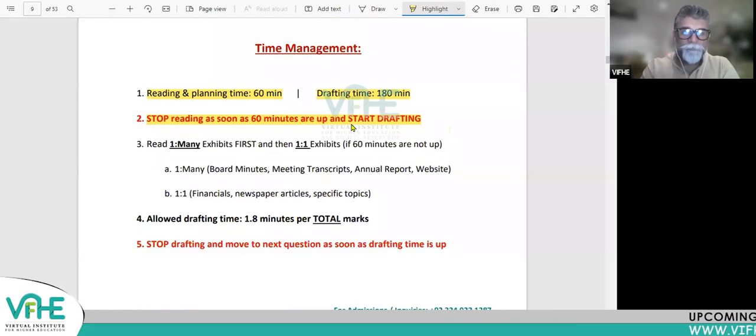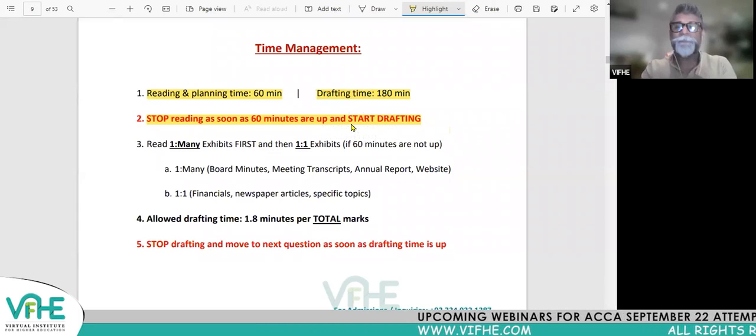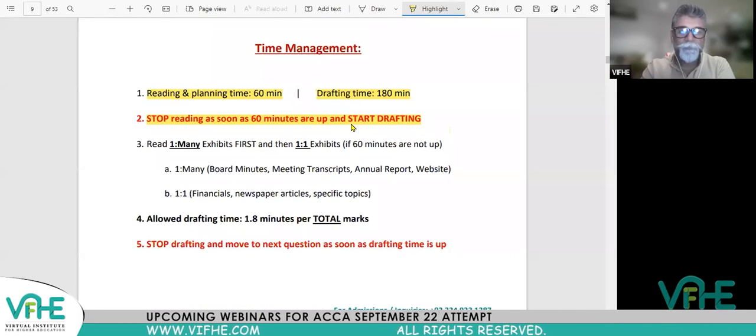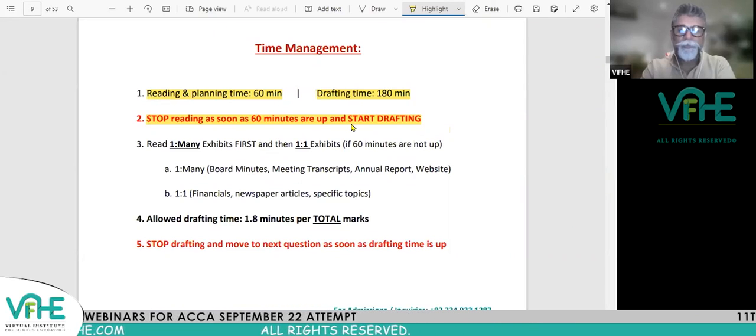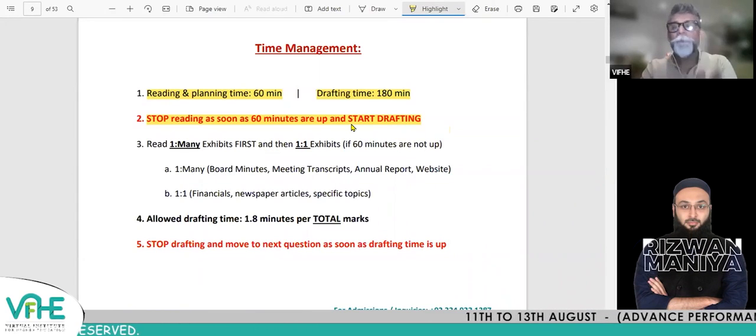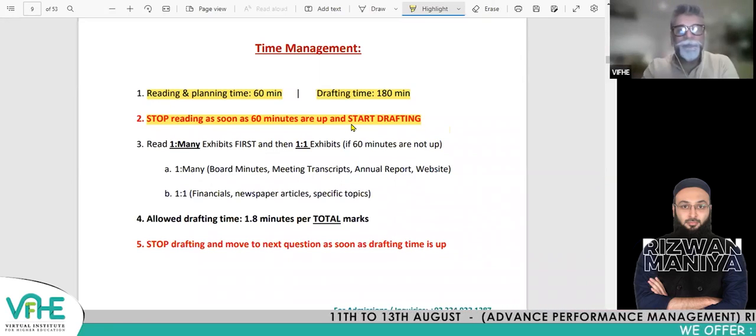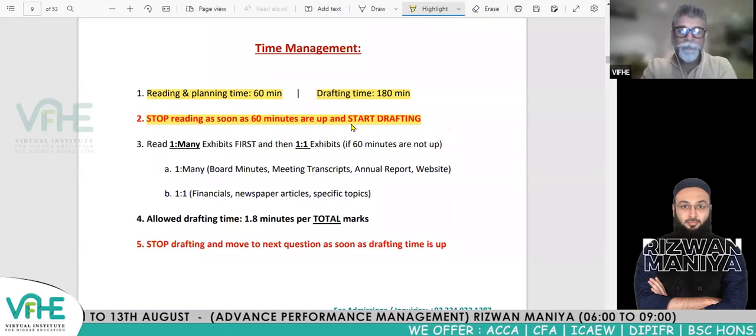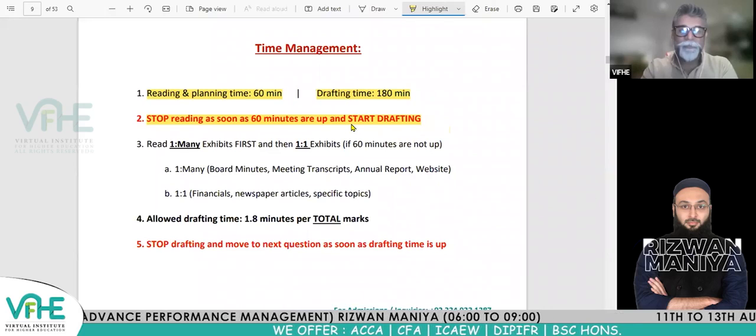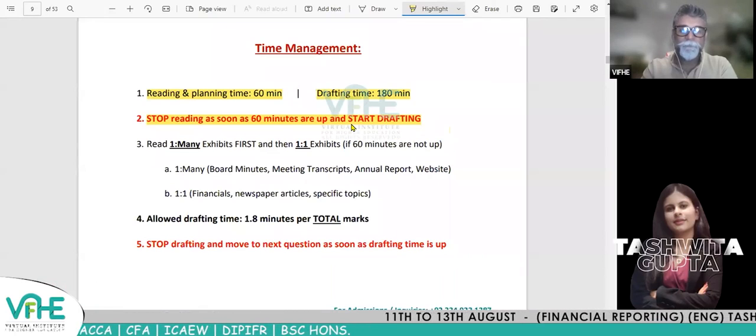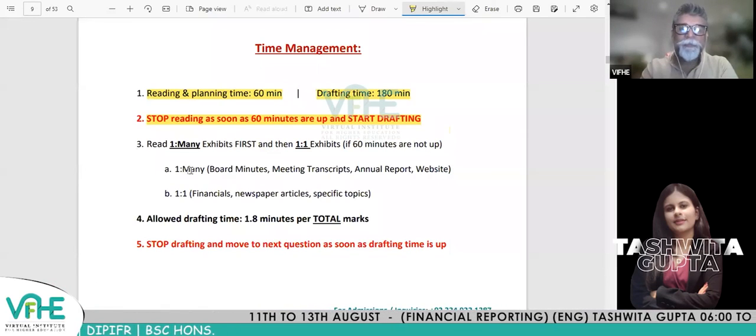Let me take some questions. The big question is how to identify which exhibits are 1:1 versus 1:many. No, Abdullah, no need to read quickly. There's no such thing as quick reading, okay? Quick reading is a waste of time because the moment you read more, you will forget the previous one. So there's no point in quick reading. Yes, how to identify? I will just tell you how to identify.